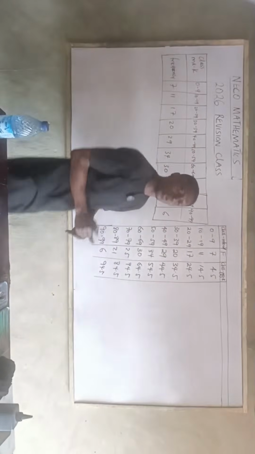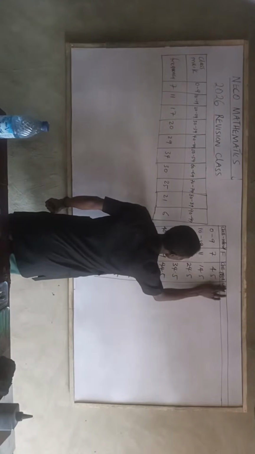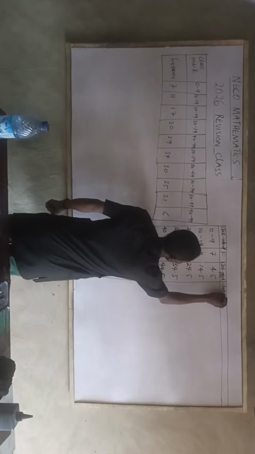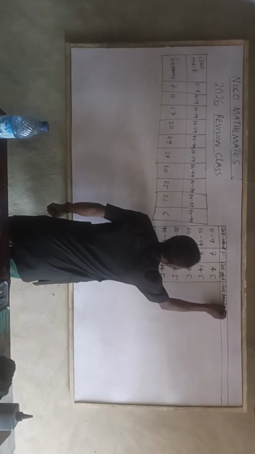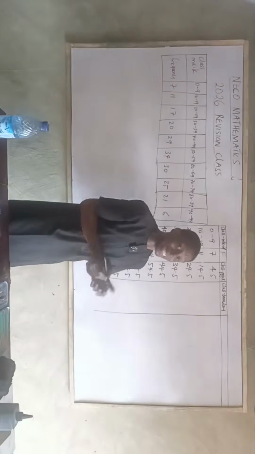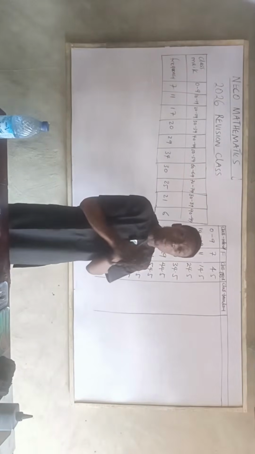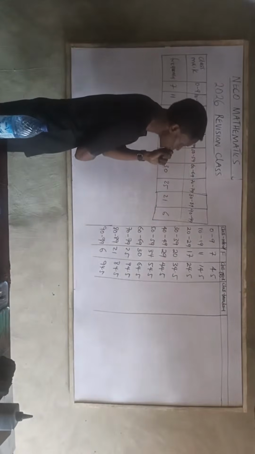The next thing that should follow is the class boundary. Okay, how do you go about the class boundary? Notice my ruling, quite neat with my freehand sketch. Please ensure that your rulings are well ruled in the exams tomorrow. Class boundary, how do you get the class boundary?